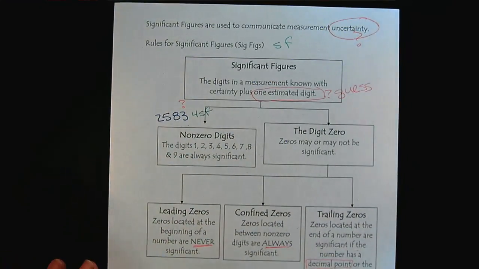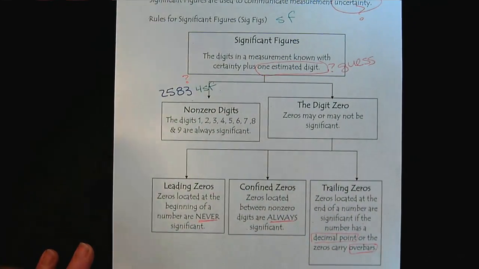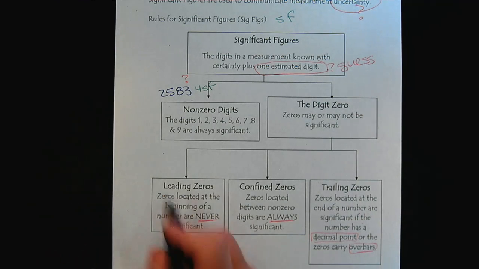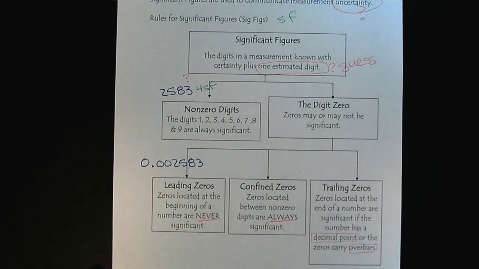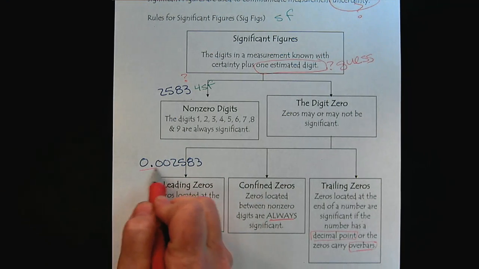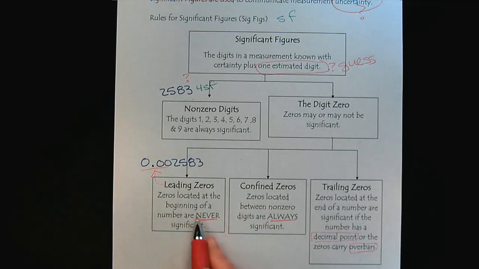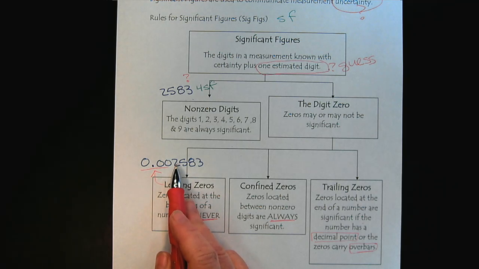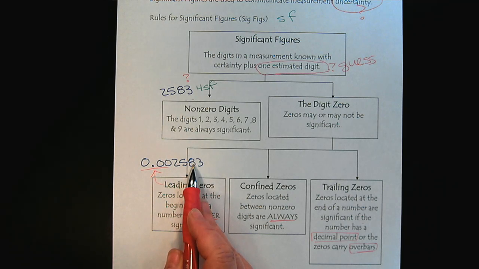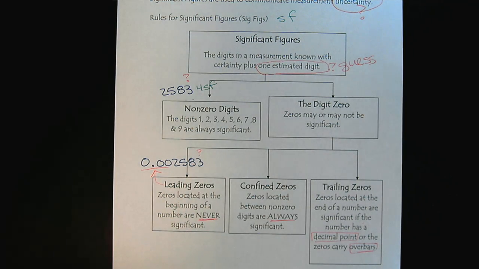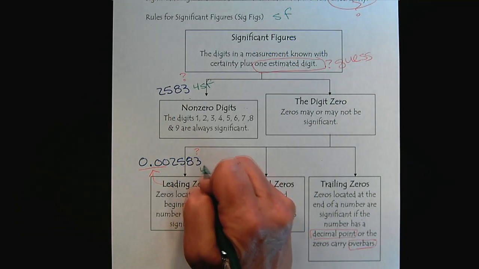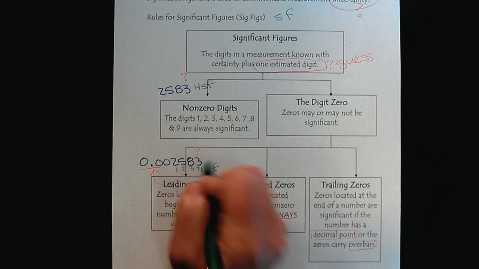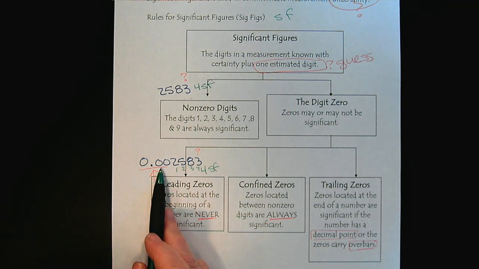All right, now let's bring in those zeros to see how they work. Let's say that we have 0.002583. These are the leading zeros. Leading zeros never count. If we are looking at this number, we know the 2, the 5, and the 8 with certainty, and we're guessing on the 3. So once again, 1, 2, 3, 4: 4 sig figs. Leading zeros never count.